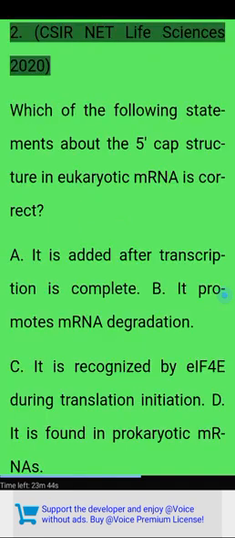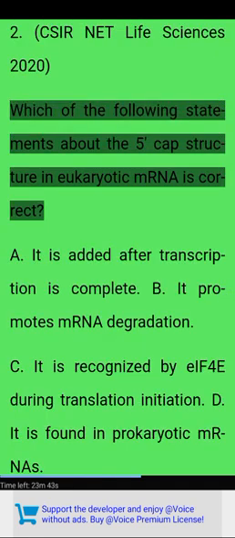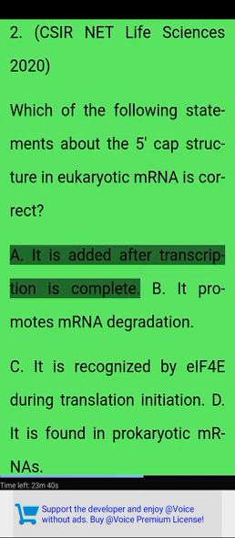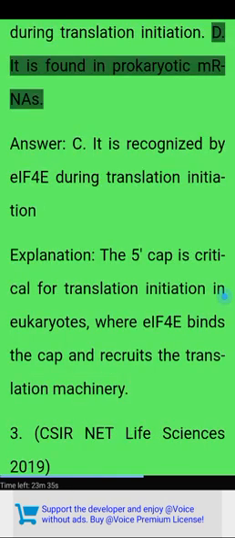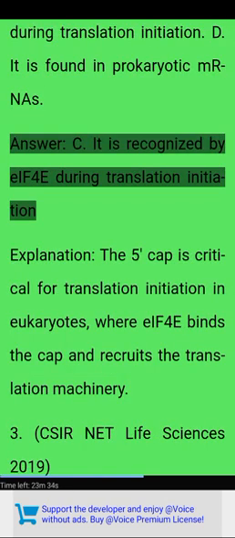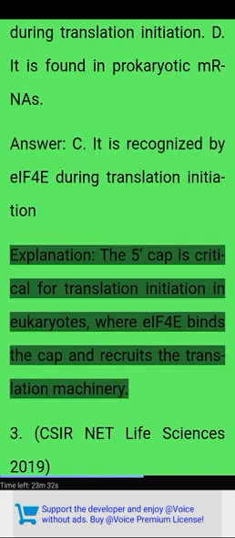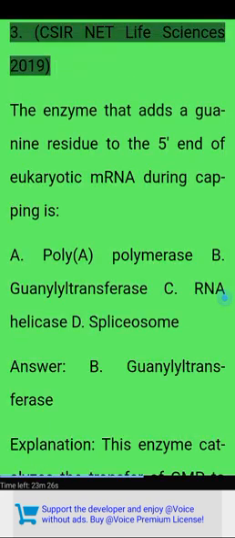2. CSIR-NET Life Sciences 2020. Which of the following statements about the 5' cap structure in eukaryotic mRNA is correct? A. It is added after transcription is complete. B. It promotes mRNA degradation. C. It is recognized by eIF4E during translation initiation. D. It is found in prokaryotic mRNAs. Answer: C. It is recognized by eIF4E during translation initiation. Explanation: the 5' cap is critical for translation initiation in eukaryotes, where eIF4E binds the cap and recruits the translation machinery.